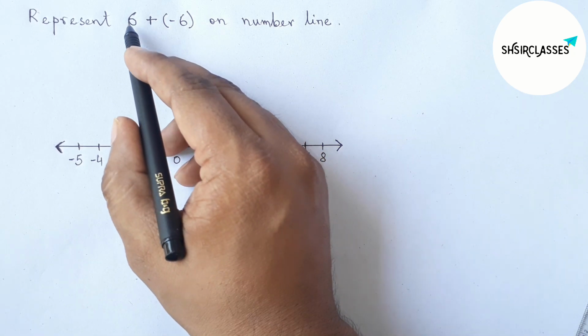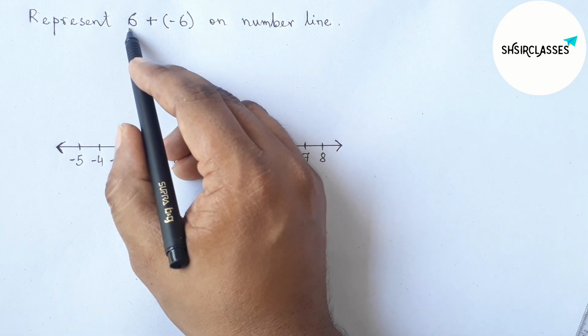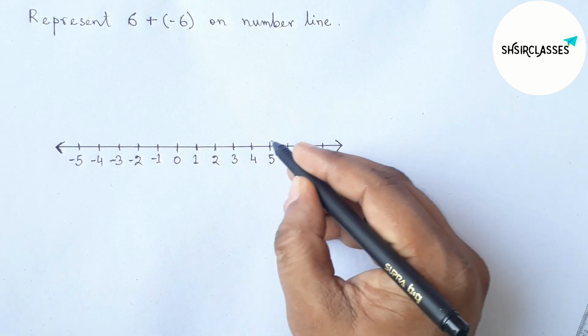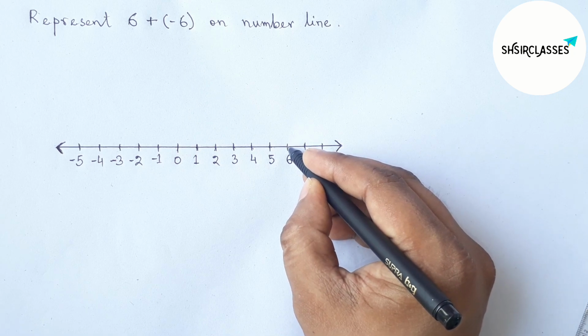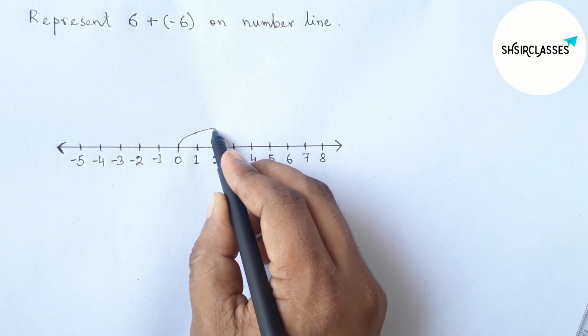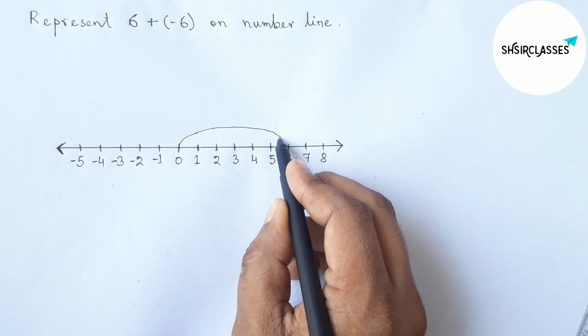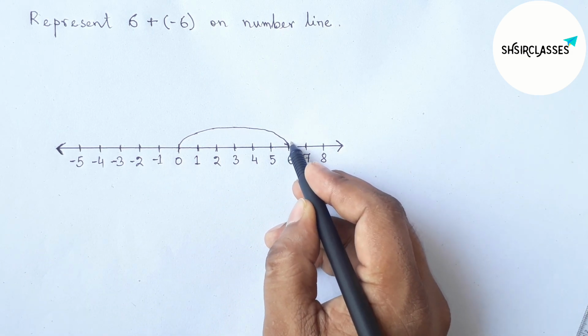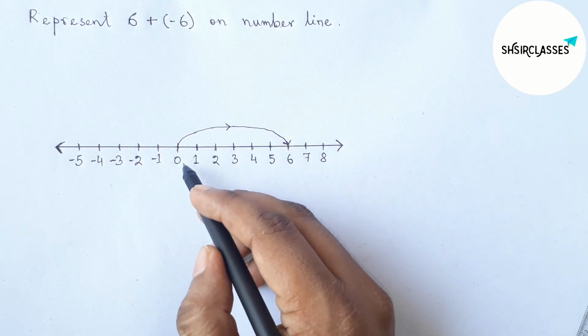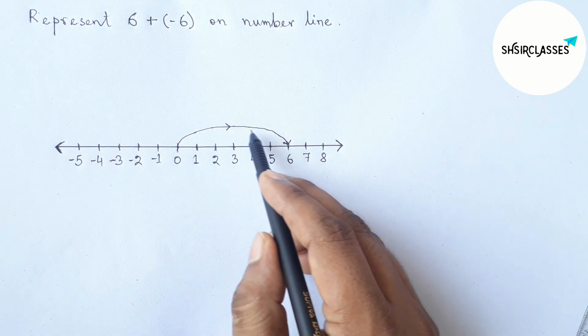Now, here is 6 plus (minus 6) in brackets. So first, count 6 from 0 to 6. So here is 6. Okay, so first draw a curve from 0 to 6 this way, and the direction will be from left to right.